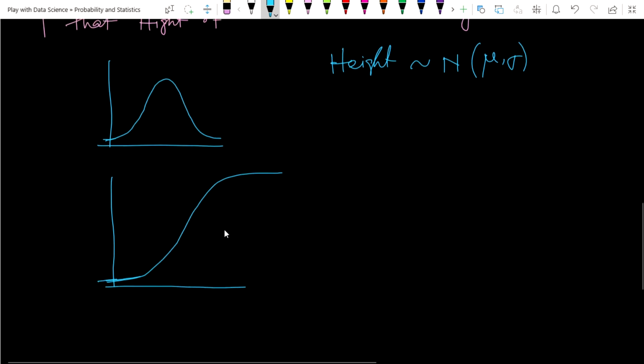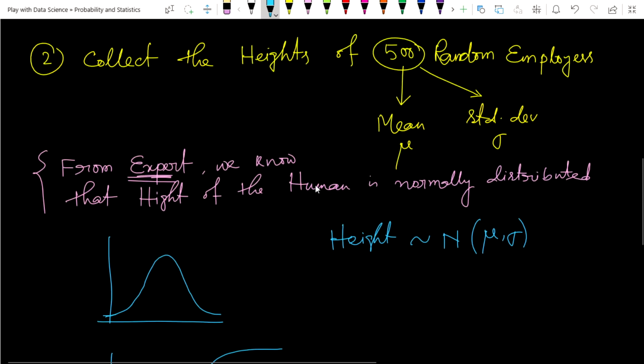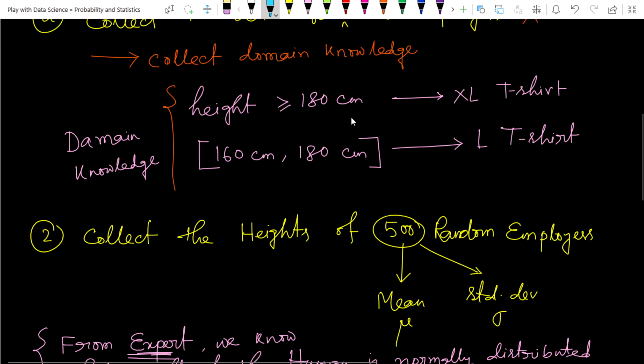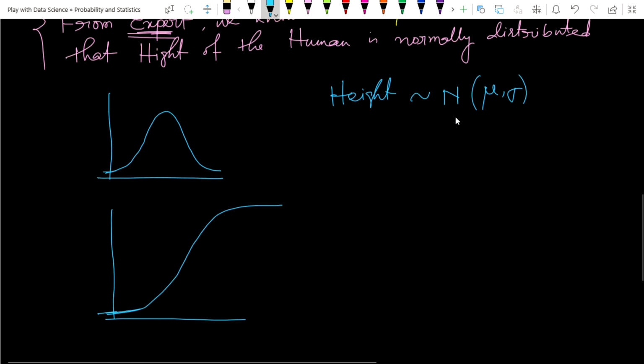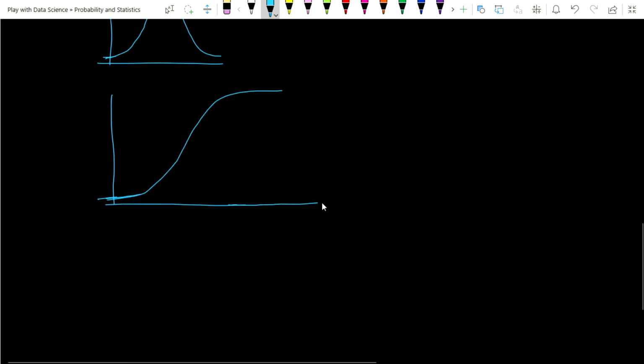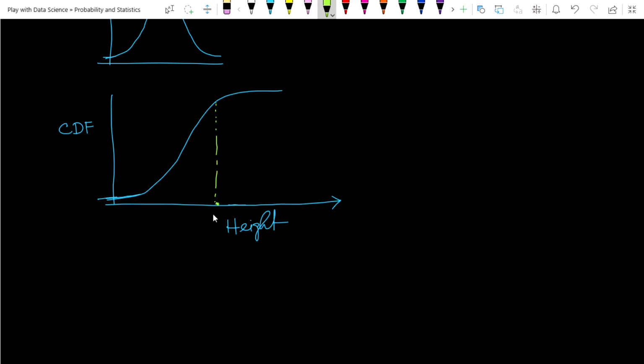If our height is greater than 180 centimeters, then that many people are wearing XL t-shirts. Here actually this is the CDF, the cumulative distribution function. This is the height. Let's take it that here is our 180 centimeters.